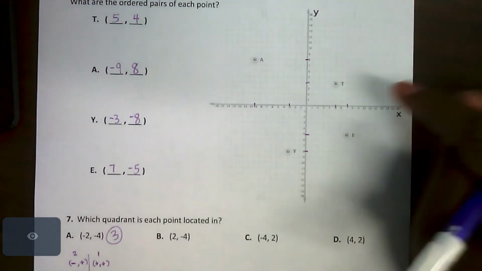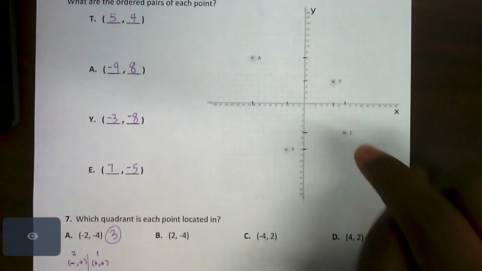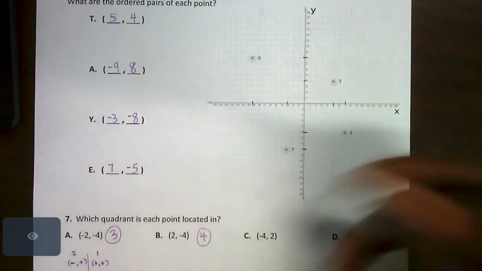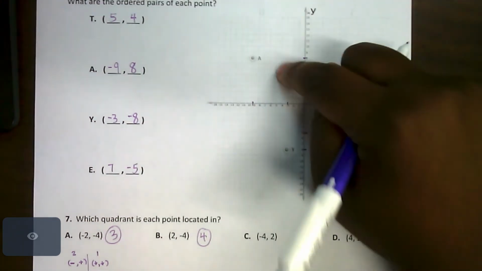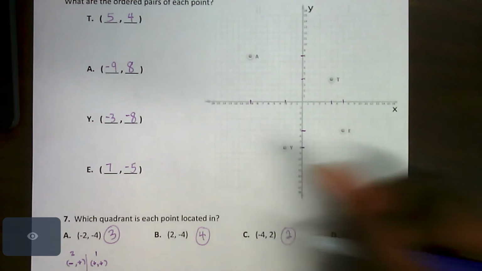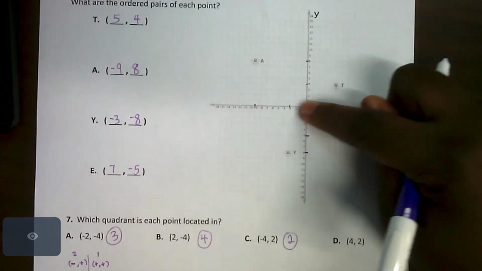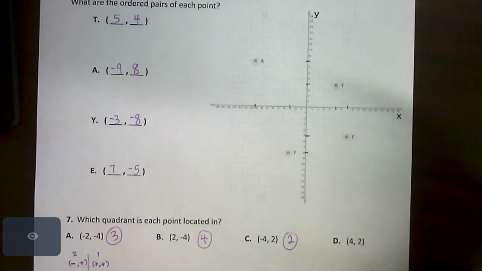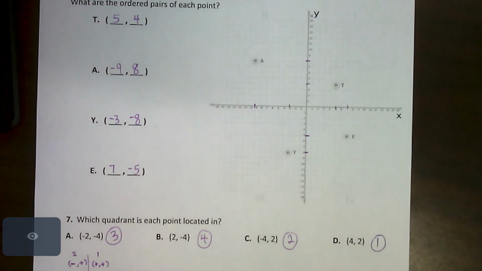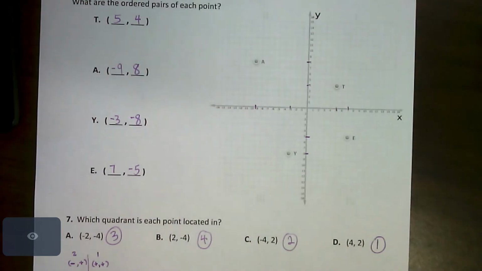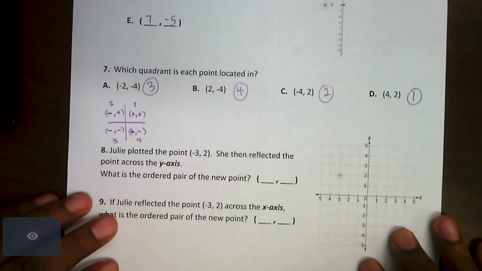2, comma, -4, over to 2, down to 4. That's in quadrant 4. -4, comma, 2. -4 up to 2. That's in quadrant 2. And +4, +2. That's in quadrant 1. I just used a grid that was already on my test, guys. A coordinate plane. All right, let's look at number 8.